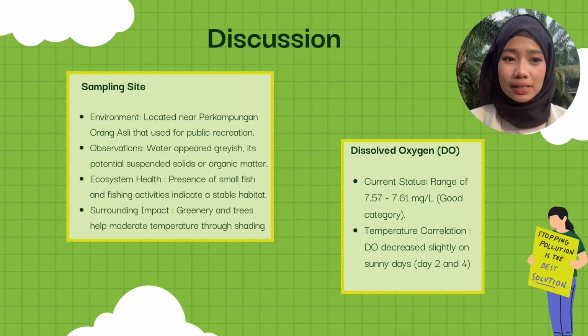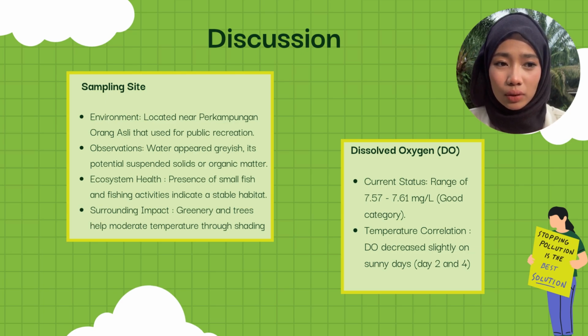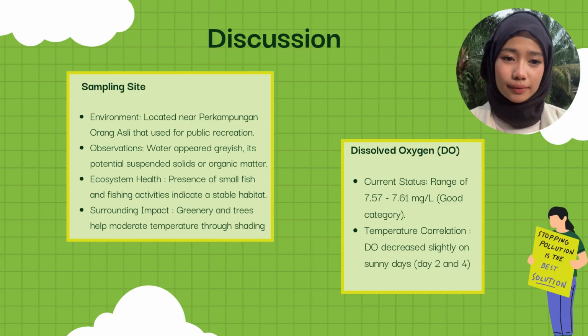First, let's talk about the site itself. We notice that the water looks a bit grayish, which usually means that there are some floating solids or organic matters. But interestingly, we still saw some small fishes and people fishing around the pond. This is a great sign because it's proof that the habitat is actually stable enough to support aquatic life. Also, the trees around the area play a big role too. They provide shade that stops the water from getting too hot.